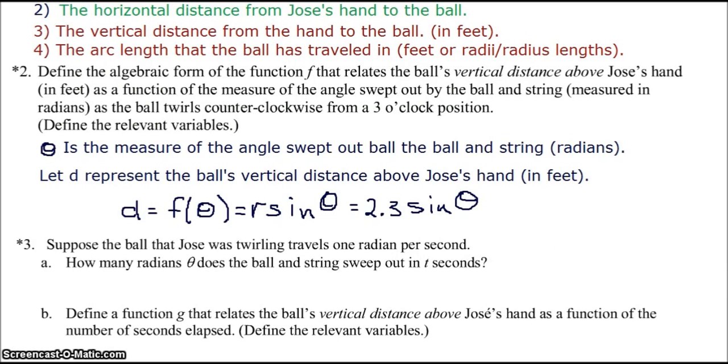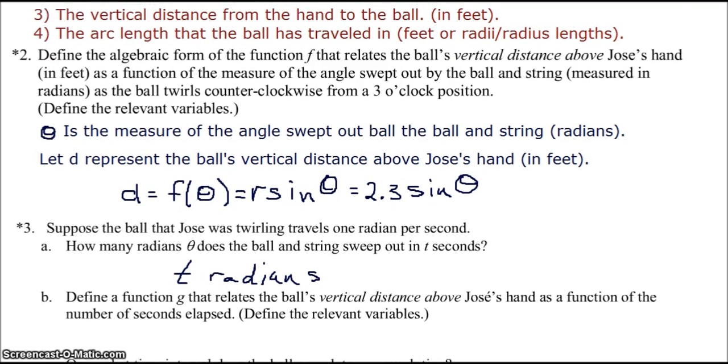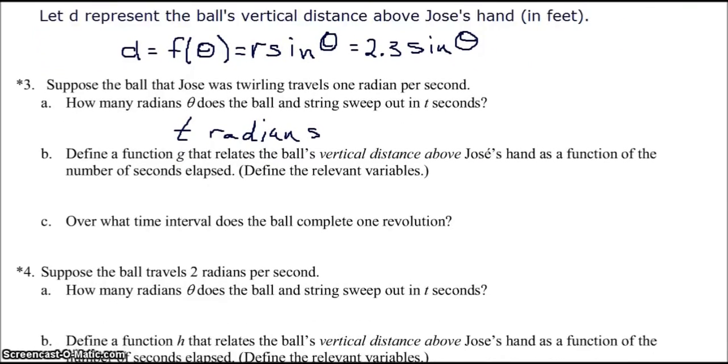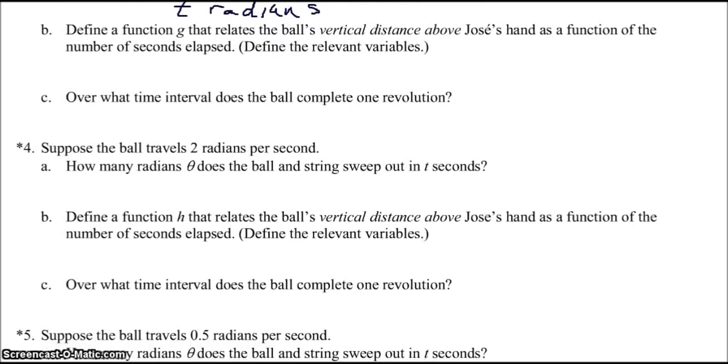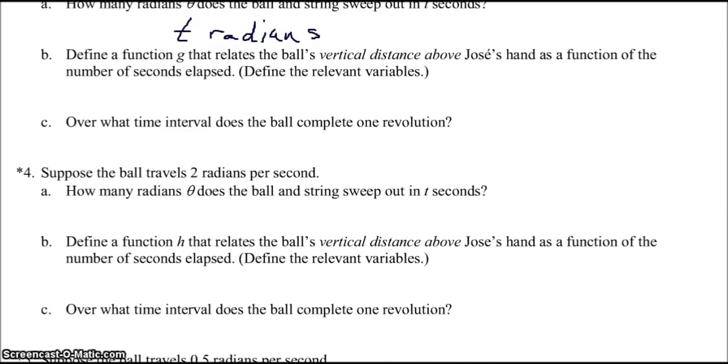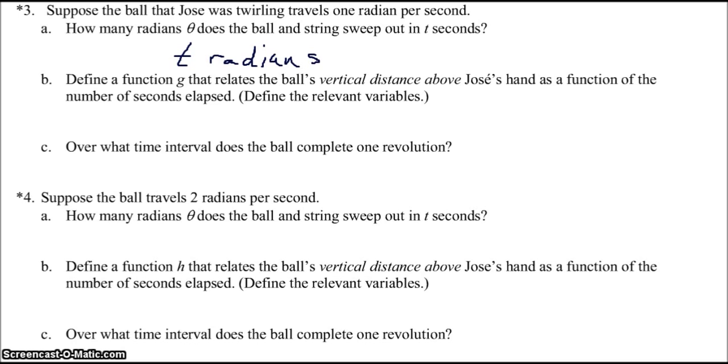Now suppose the ball that Jose was twirling travels 1 radian per second. How many radians does the ball sweep out in t seconds? Well, it seems pretty obvious that that'll be t radians if we're sweeping out 1 radian every second. Then in t seconds, the ball will sweep out t radians. Define a function g that relates the ball's vertical distance above Jose's hand as a function of the number of seconds elapsed.